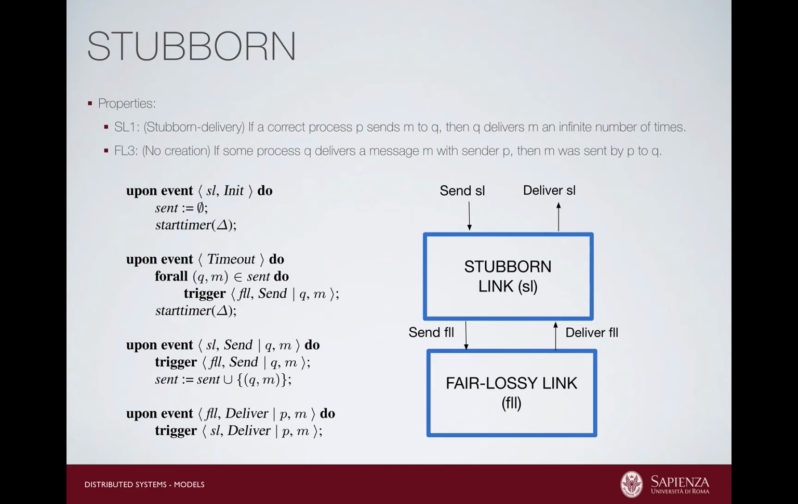So all the magic of the stubborn link happens in the second handler, that is the timeout handler. Essentially, when a timeout happens, you send again all the messages that are in your send buffer. For each pair of messages sent, you trigger again the send in the fair lossy link, and then you start the timer again.